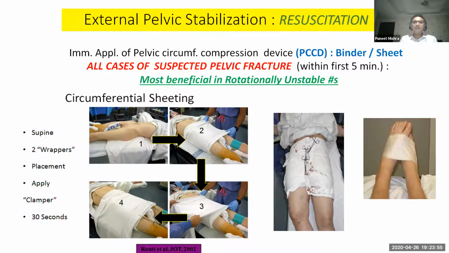That's most beneficial in rotationally unstable fractures, but it doesn't harm even if the patient has a lateral compression injury. You just have to use your force normally, you don't have to overcompress them. So that's the technique which has been shown here.